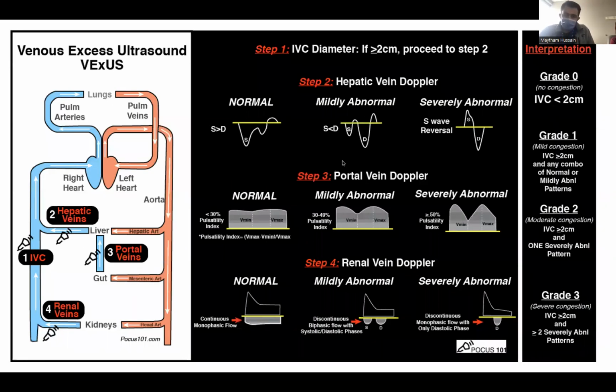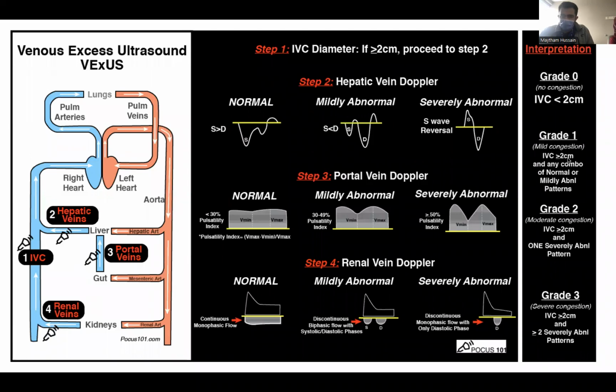So putting it all together, the VExUS score is where you measure at 4 different distinct points looking for venous congestion. Step 1 is measuring the IVC, if it's more than 2 centimeters, and then you proceed on to the next steps, which is the hepatic vein Doppler, portal vein Doppler, and renal vein Doppler. Depending on whether this is normal, mildly abnormal, or severely abnormal, you can allocate points to it, and then you can make your grading based off of that.